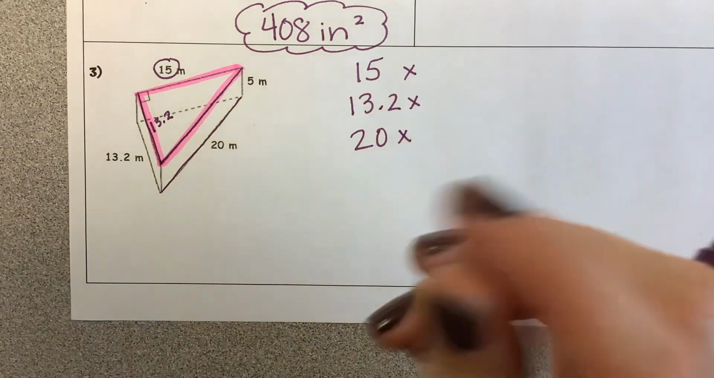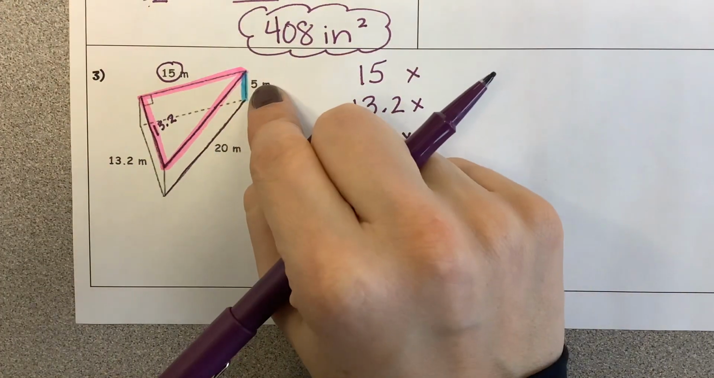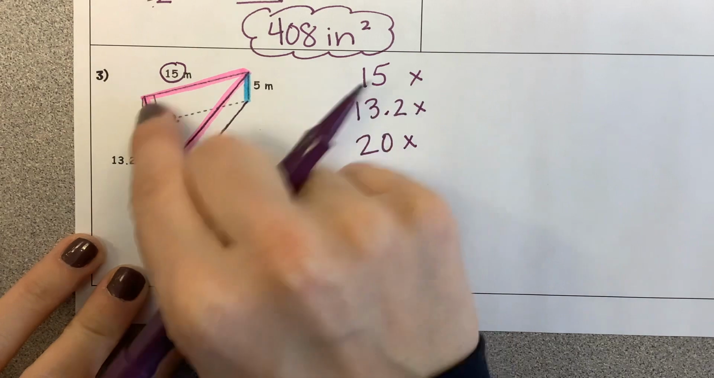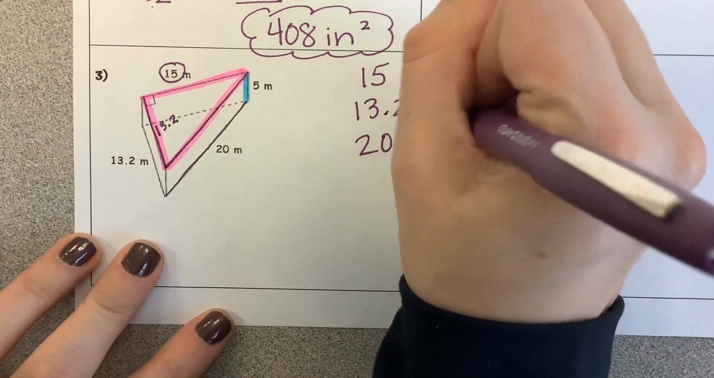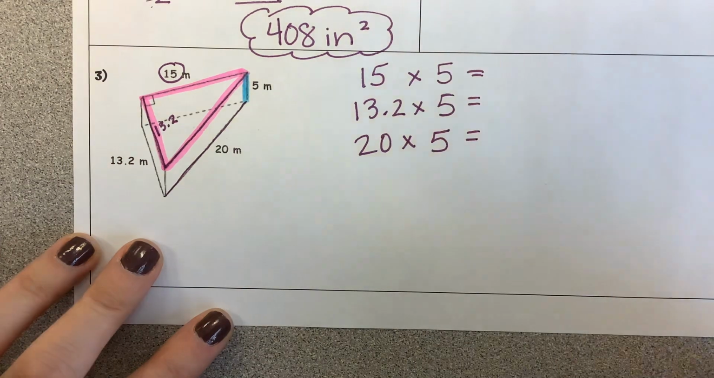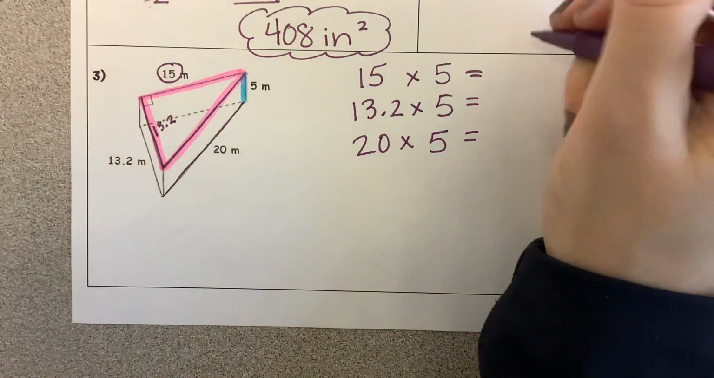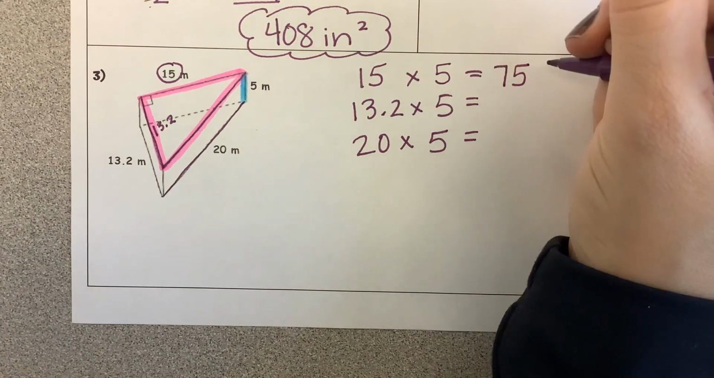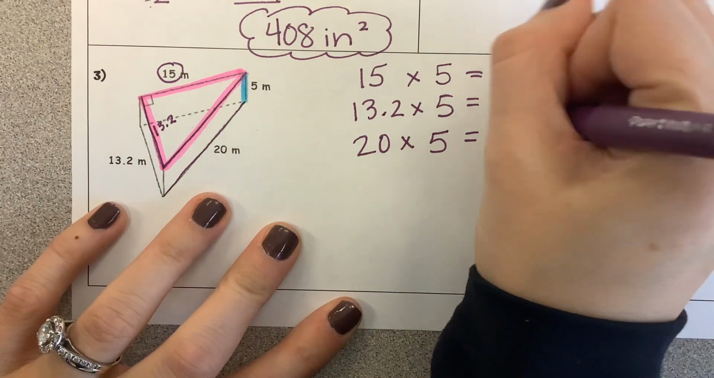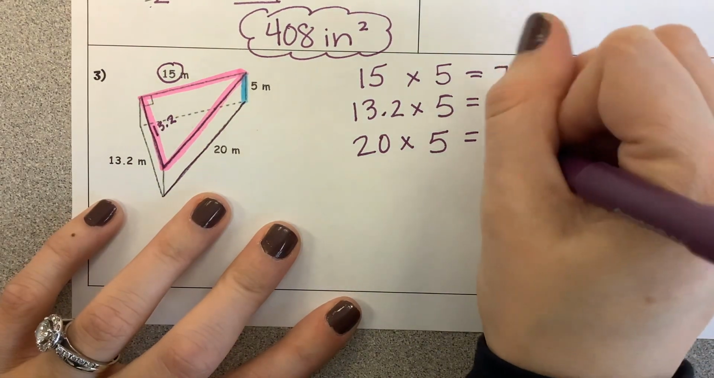So those are our 3 lateral sides because it's the 3 sides of the triangle. Then the height that is connecting the 2 triangles together is this length right here. That 5 is connecting the bottom triangle to the top triangle. So all 3 of these lateral sides have a height of 5. So I'm multiplying 15 times 5 is 75. 13.2 times 5 is 66. And 20 times 5 is 100.